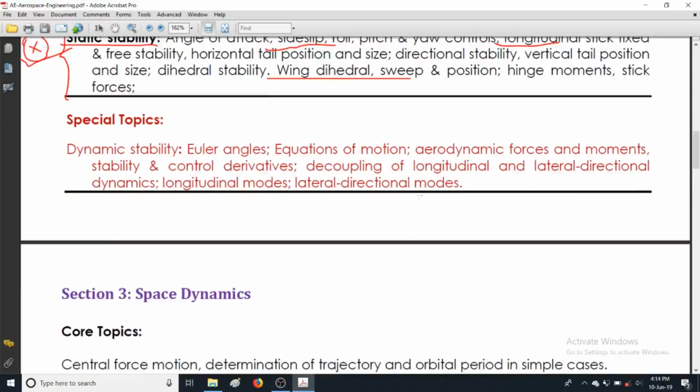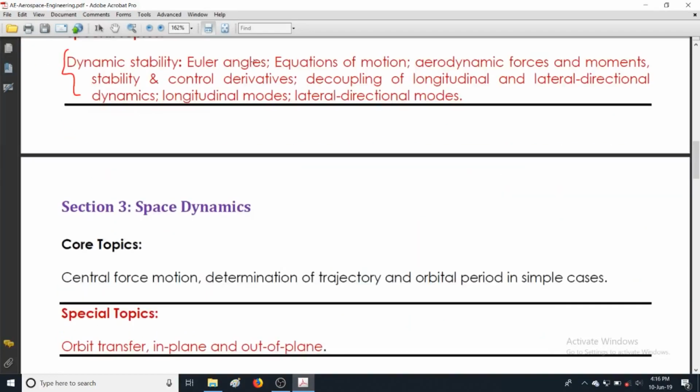And then in dynamic stability, fewer questions have been asked. After flight mechanics, we will go for the space mechanics.